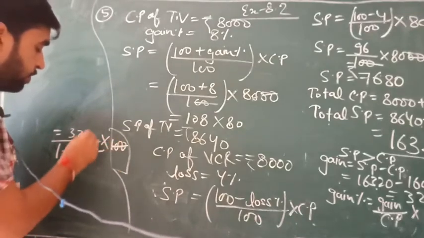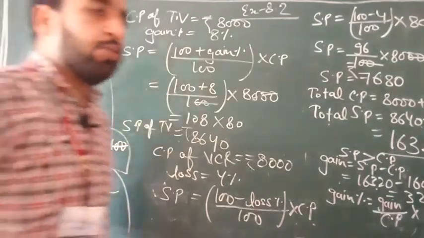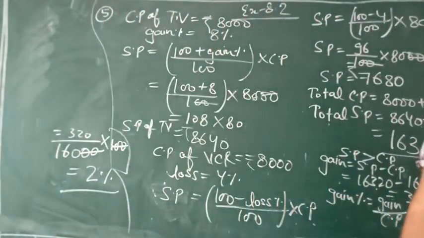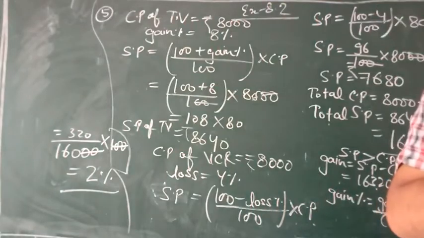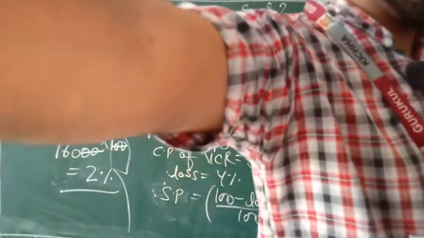2020 cancel out. 320 upon 160. This will be 2%. 2% is the gain in the whole transaction. I hope you are able to understand it. So students, let us solve the next question, that is question number 6.